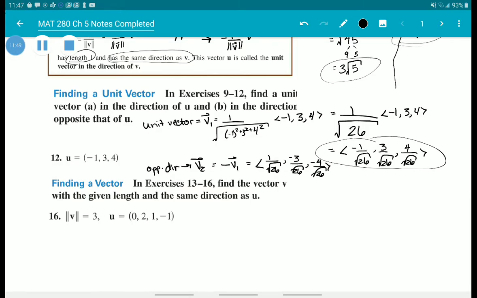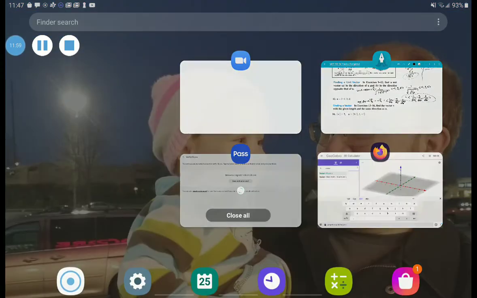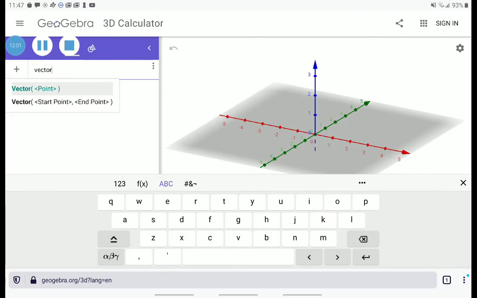So let's graph this in GeoGebra, and I'm going to use the 3D GeoGebra. Go to Google, type in GeoGebra 3D, and it should pop up for you. We're going to use the vector command. When I type in vector under the GeoGebra 3D calculator, I've got two options. I can put the start point and an end point, which is great if you're not starting at the origin. This one's starting at the origin, so I can just use that first option.